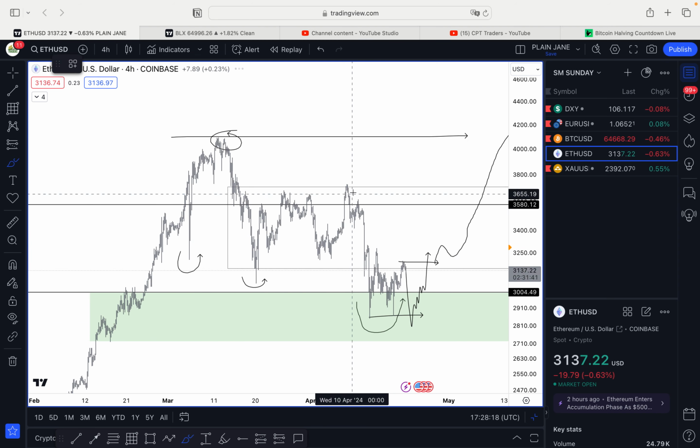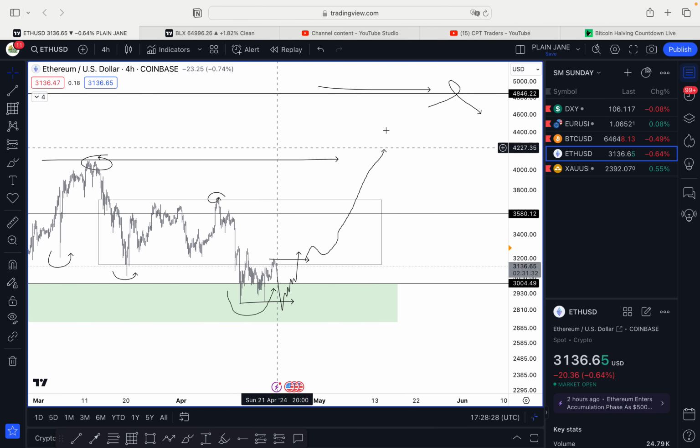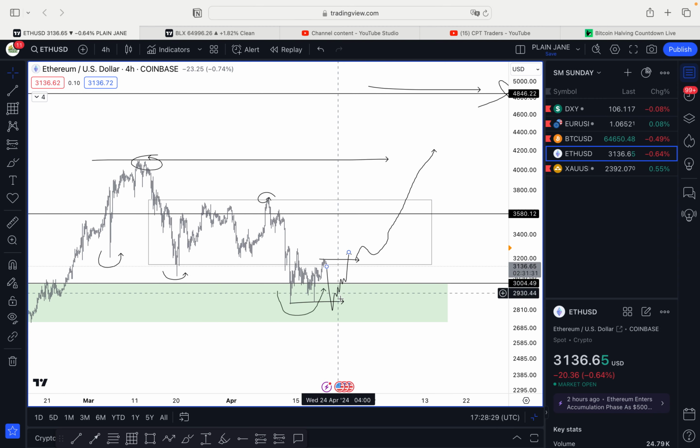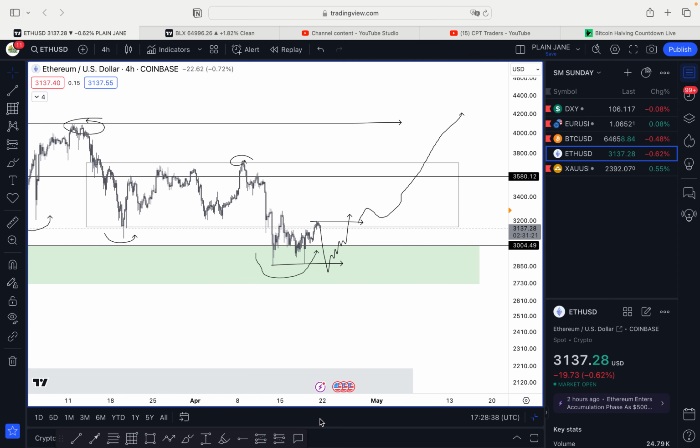First target is 3,700, second target is 4,100, and an extended target will obviously be the all-time highs on Ethereum. Okay, and if this does occur, then we'll likely see some nice swings on altcoins as well. So that's the scenario I have mapped out.